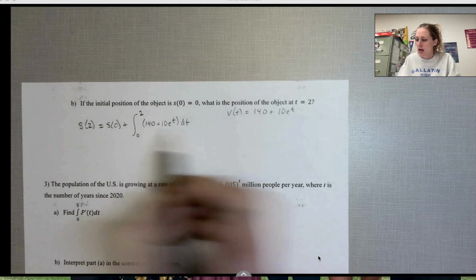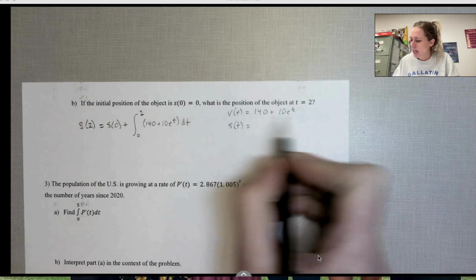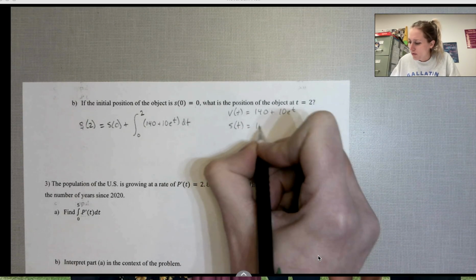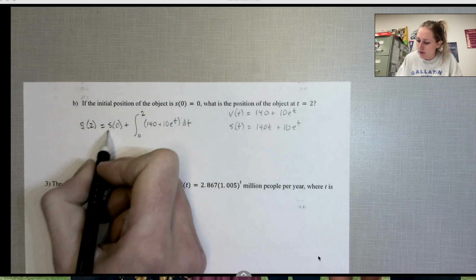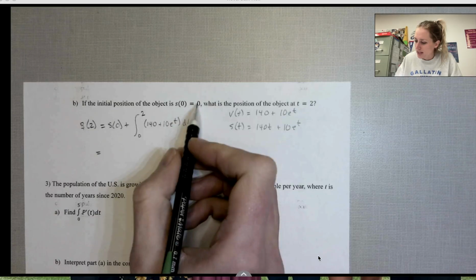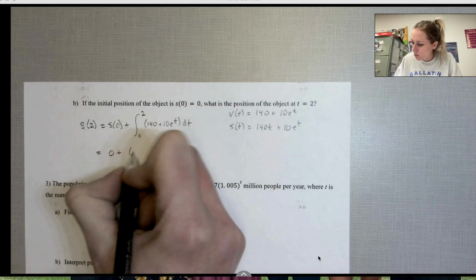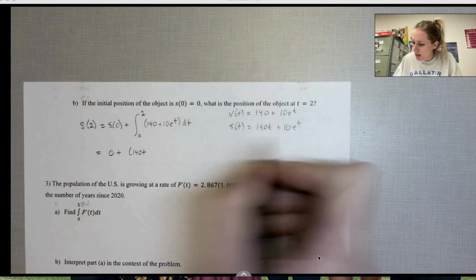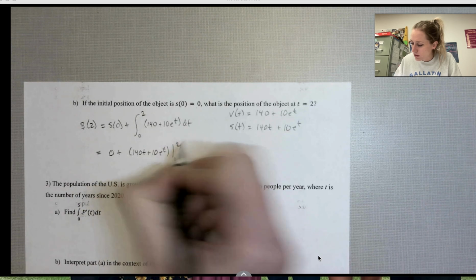Okay, so now the antiderivative is going to be position. So what is the antiderivative of this? Well, 140t plus 10e to the t. Okay, so now I'm going to substitute the things I know. So s of 0 is just 0. Then the antiderivative is this. So we're going to evaluate 140t plus 10e to the t, and we're going to evaluate that between 0 and 2.